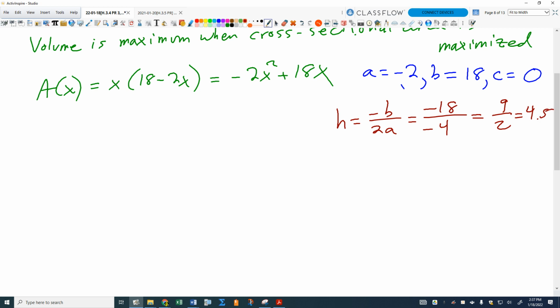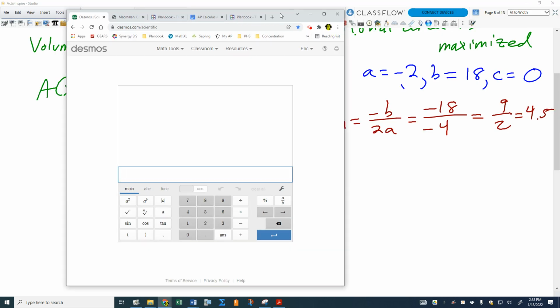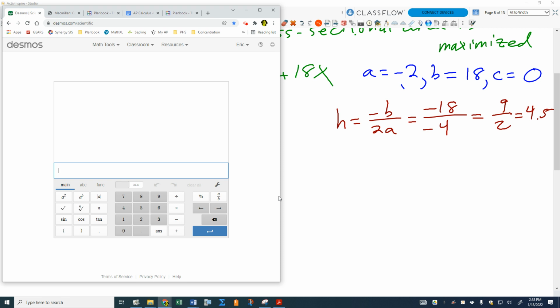To find k, I'm just going to plug that back in. And on the test, let's talk turkey for a second here. You're going to be taking a test over this stuff. You're going to have the Desmos Scientific available the entire time. So one thing we could do when I want to evaluate stuff is take advantage of Desmos Scientific's ability to do that easily.